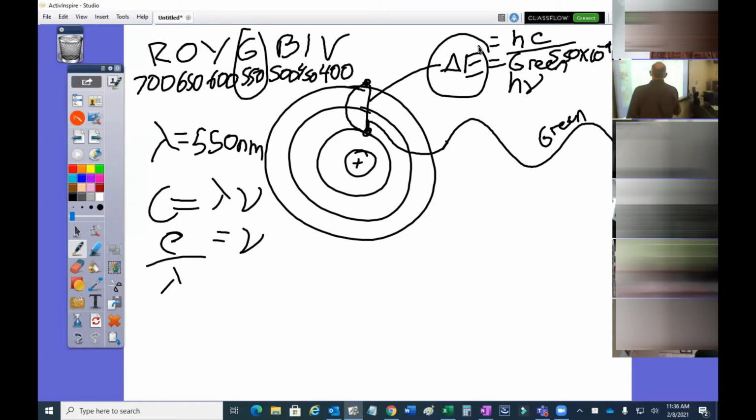I'm just pointing out, if this green light has energy equal to Planck's constant times speed of light divided by 550 times 10 to the minus 9, and that's equivalent to this jump, then this electron will absorb that energy. It will go up here. And now, once it's up there, it can either immediately fall back and give off that green light, which we would then call reflection, or maybe it falls here. And let's say it gives off yellow light.